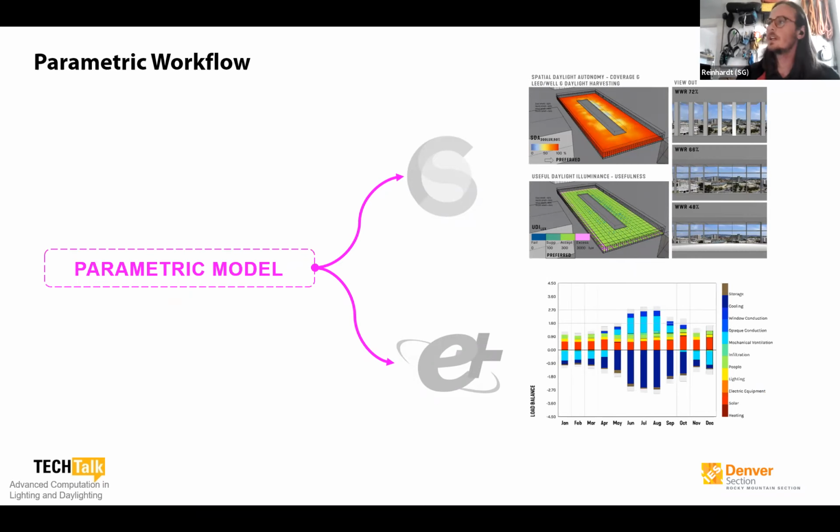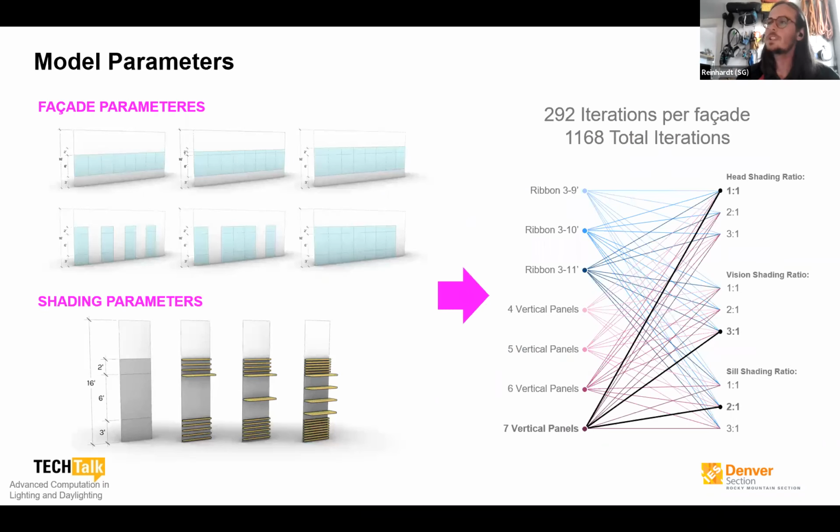Climate Studio gives us SDA, DA, UDI, all the typical metrics we as designers are used to. And then EnergyPlus is, in this case, showing a load balance, but we can fine tune it for peak cooling or whatever we want to. And so we're running it through trusted analysis engines and using these parameters as our inputs. So the design decisions drive the parameters.